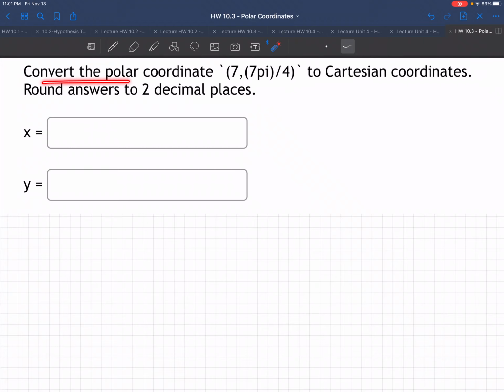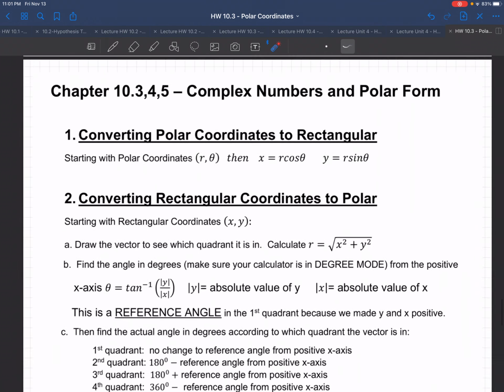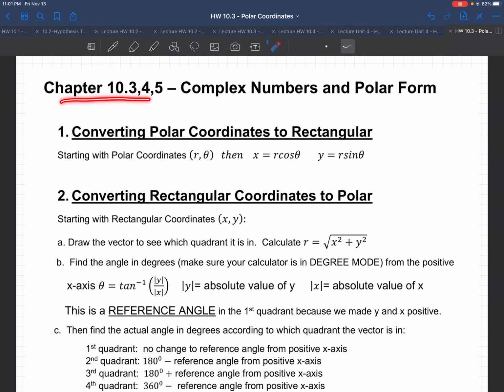Okay, so we want to convert the polar coordinates 7, 7 pi over 4 to Cartesian coordinates and round our answer to 2 decimal places. Well, if you look right at the top of Module 5, this last module in the course, in the Canvas course shell, I put notes for you. So here's some notes on complex numbers in polar form.